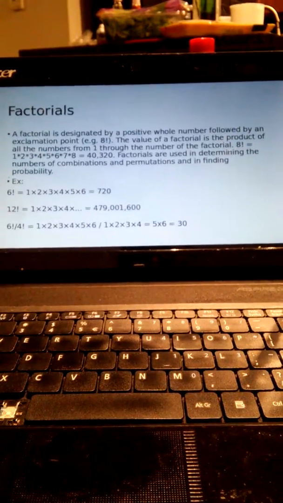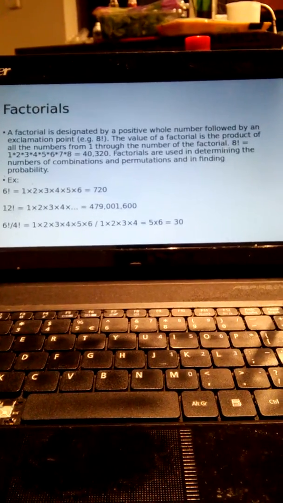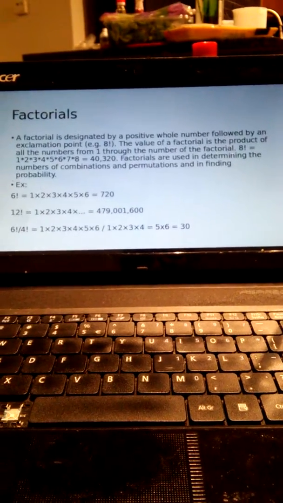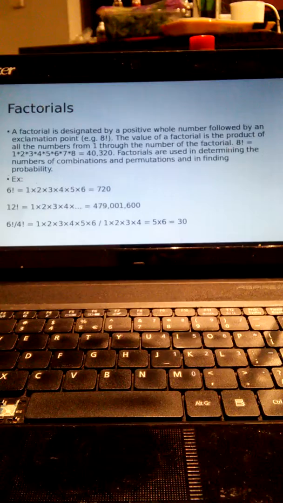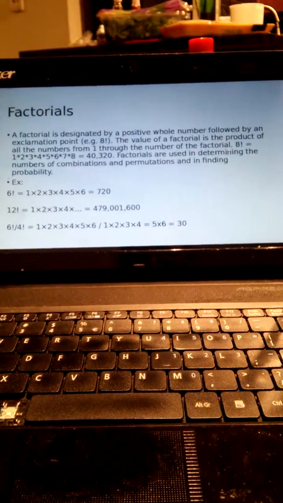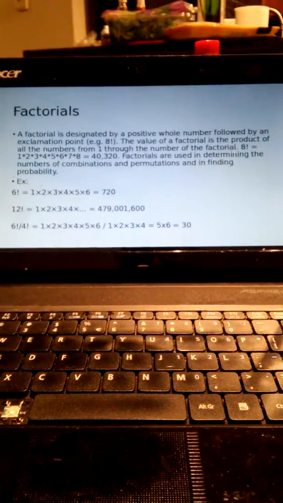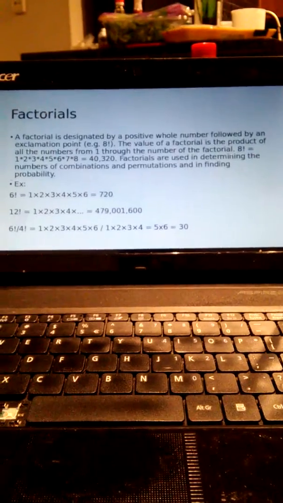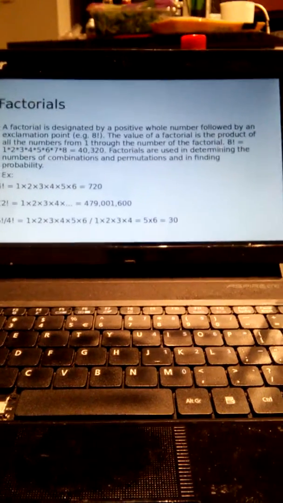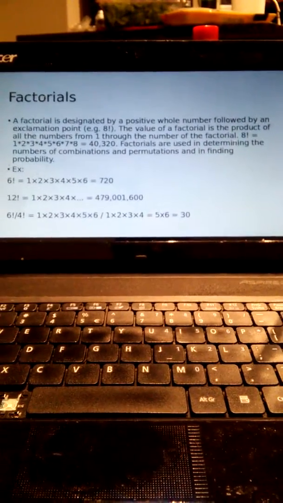And the next example we have is 12 exclamation point. Same thing, but twice as long. So you have 1 times 2, and the highest it goes to is 4, but then you would carry on and go 4 times 5 times 6 times 7, and then you get that great big number.